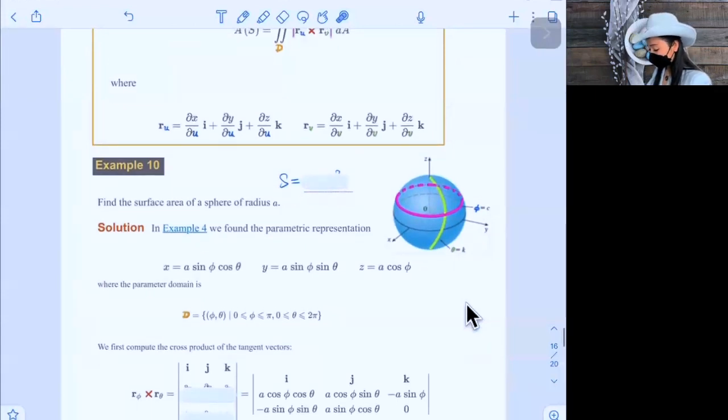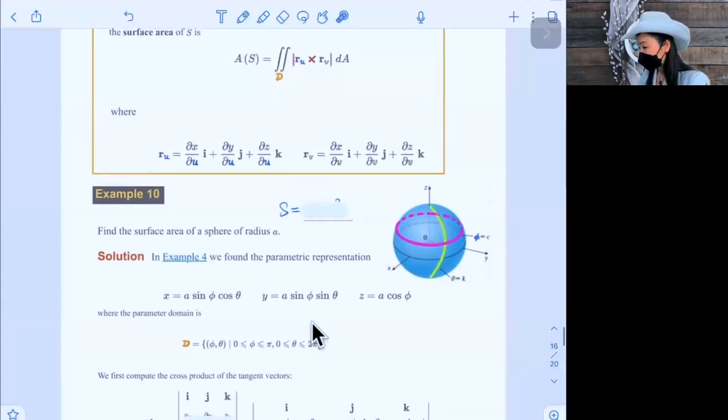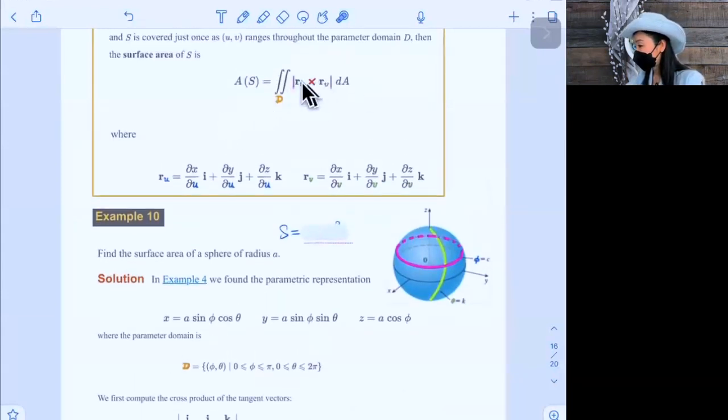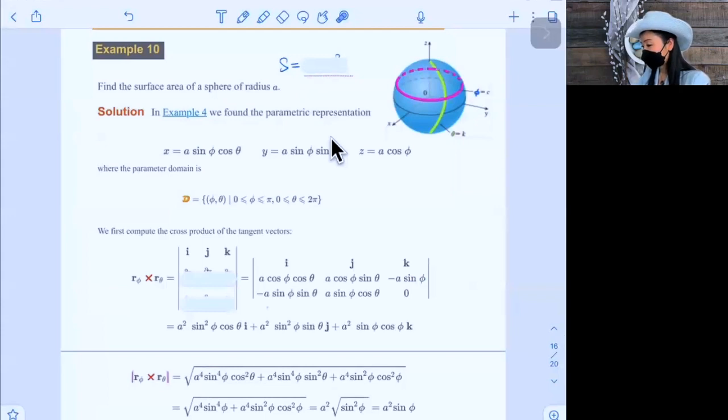First, we're going to parameterize this surface. We did that last time in example 4. We parameterized it using the spherical coordinate system and got this, and then the parameter domain will be this one. In order to find the surface area, we need to find this cross product and then take the magnitude of it. So let's find the cross product.